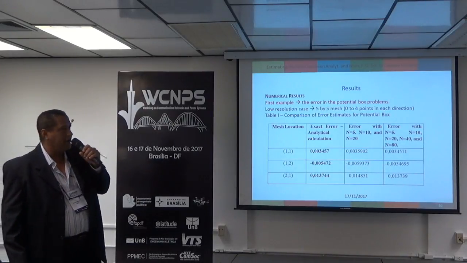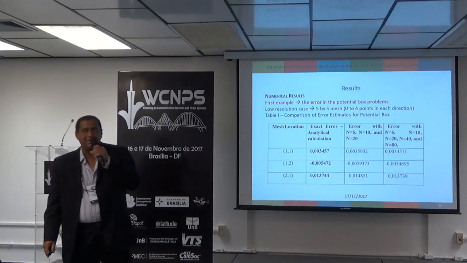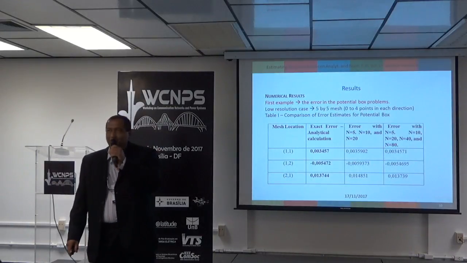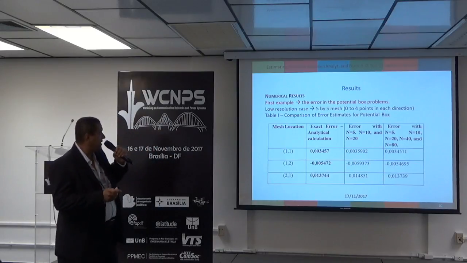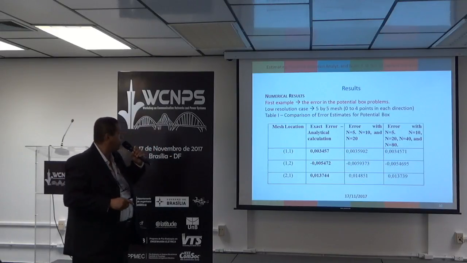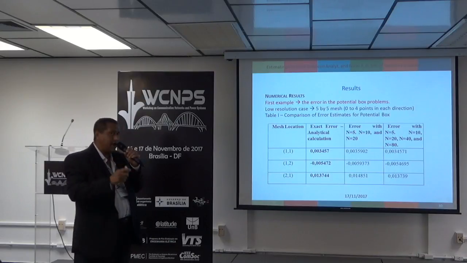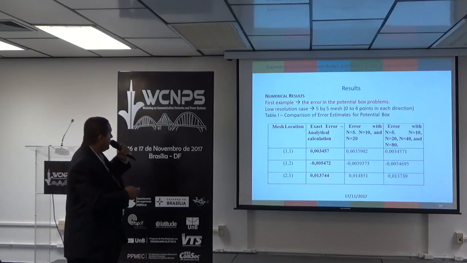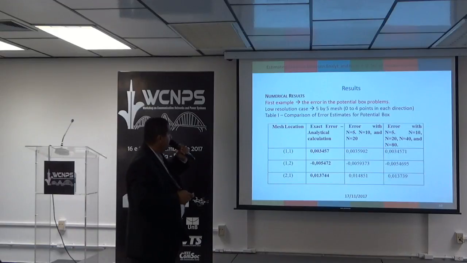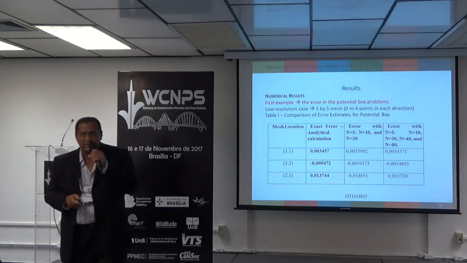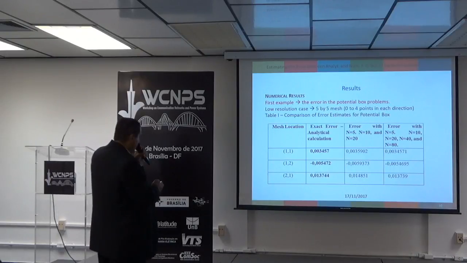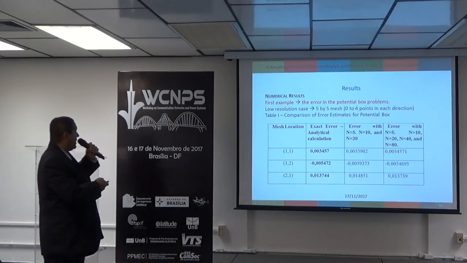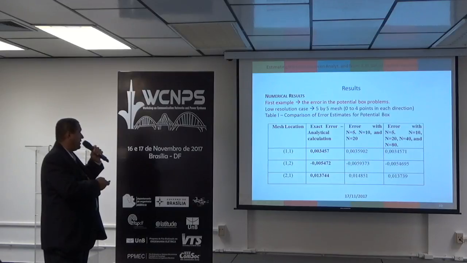The complete theory is a little more complicated to demonstrate in 10 or 20 minutes. But if you have some interest in the complete expanded article, we have more information. But now let's check some results to verify if the process is good enough. In the first example, we have the error involved in a problem with the potential box.